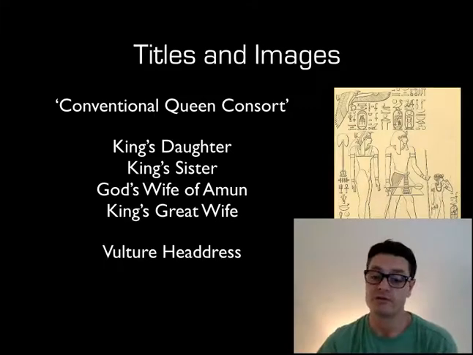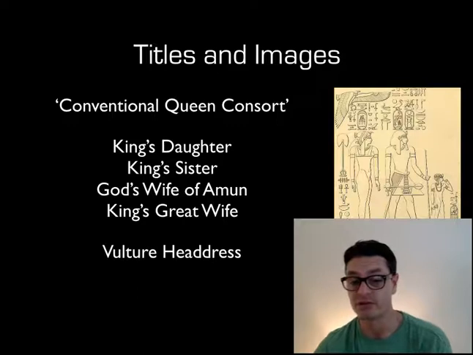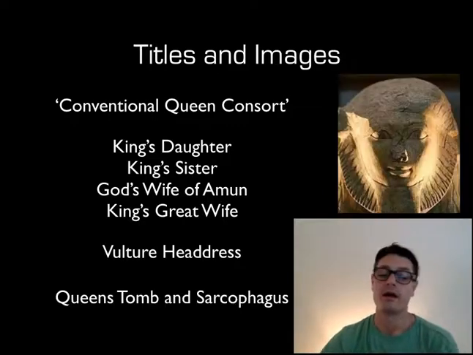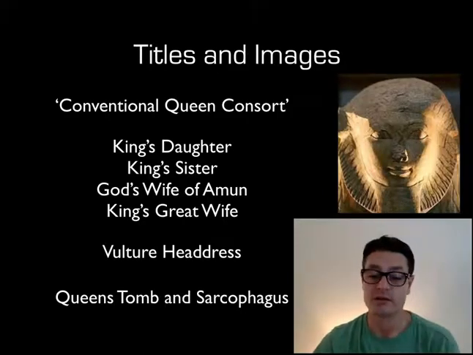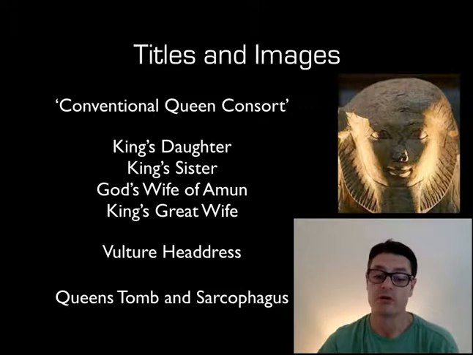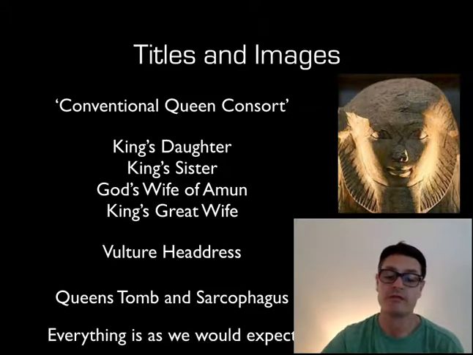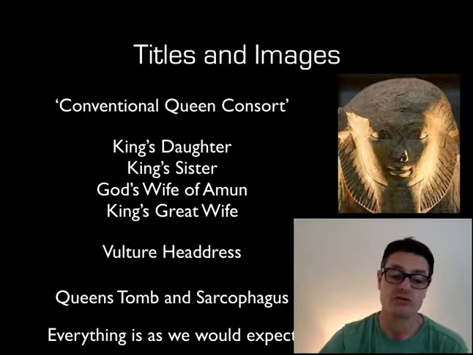She wears the vulture headdress, as we can see in this scene here. She's standing behind Thutmose II in this scene here, which is what's expected of her as well. She also commissions for herself a queenly tomb and queenly sarcophagus. The sarcophagus we can see here wearing the vulture headdress. So all conventional, all normal, everything is as we would expect it to be during this time period.